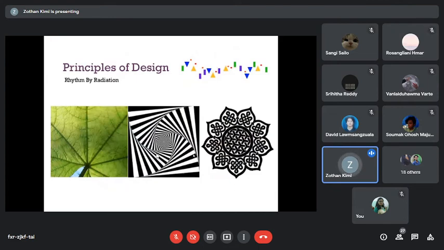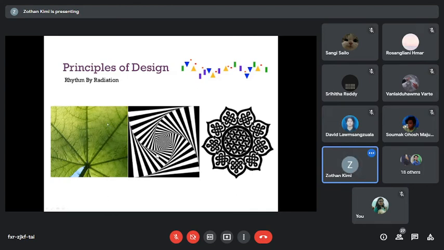Again, this is radiation. The way this small lines coming out of this central part. So for example, in this leaf picture, if it was a radial symmetry, then it would be a circular leaf. All right, and it will be equally divided on all the parts. So that will be a radial symmetry, but we call this rhythm by radiation because this is coming out and it's not necessarily perfectly circular.